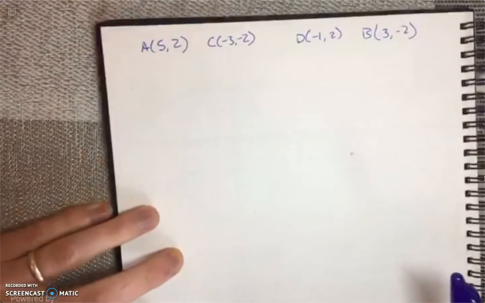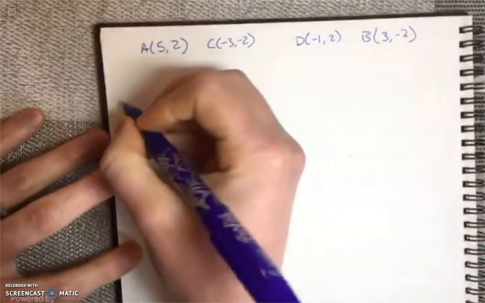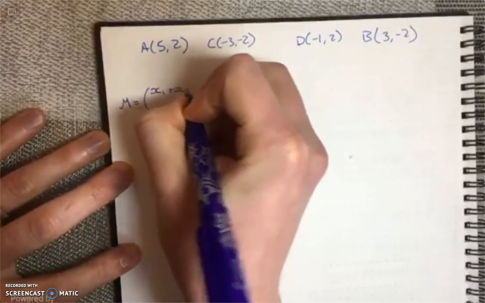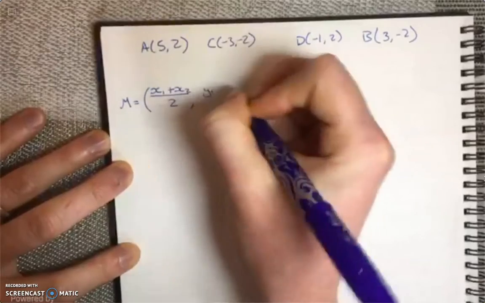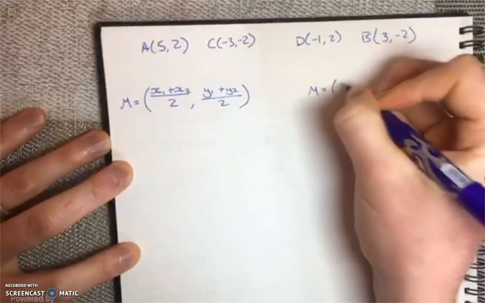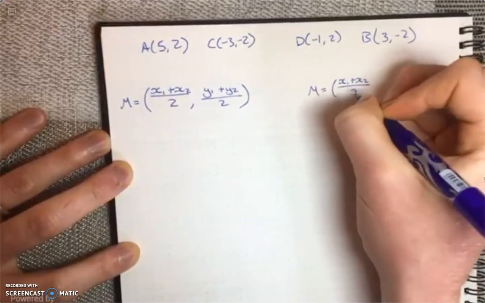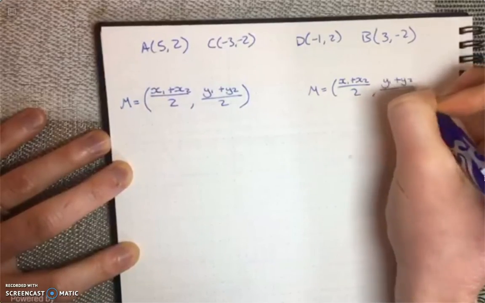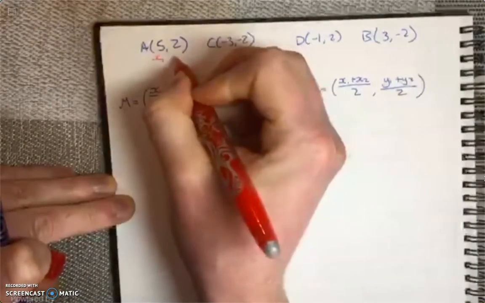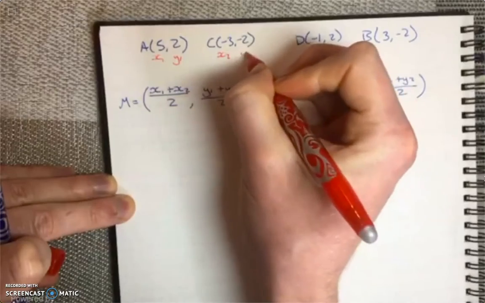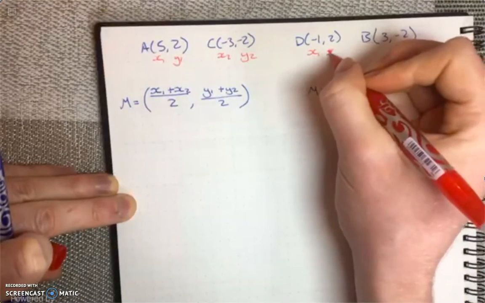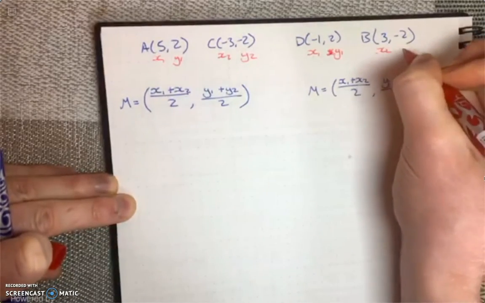Okay, sorry about that. So we're looking for the midpoint. The midpoint is the formula we were doing last week and the week before. We have x1 plus x2 over 2 and y1 plus y2 over 2. And I'll write it here as well. M is equal to x1 plus x2 over 2, y1 plus y2 over 2. And then we label our points exactly like before. This is my x1, this is my y1, this is my x2, this is my y2. And I'm just going to do the same quickly over here. This is my x1, this is my y1, this is my x2, and this is my y2.